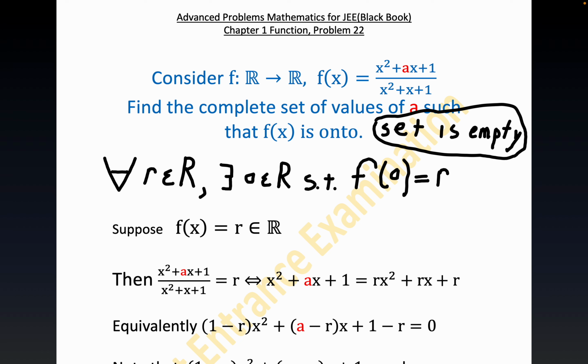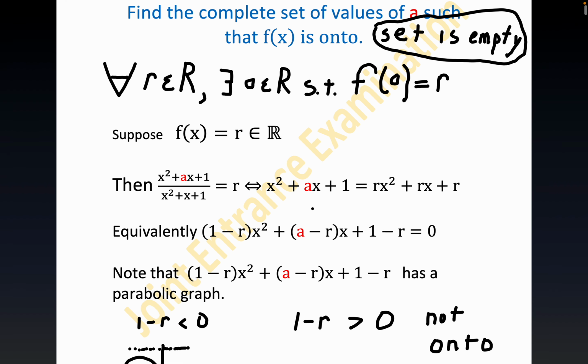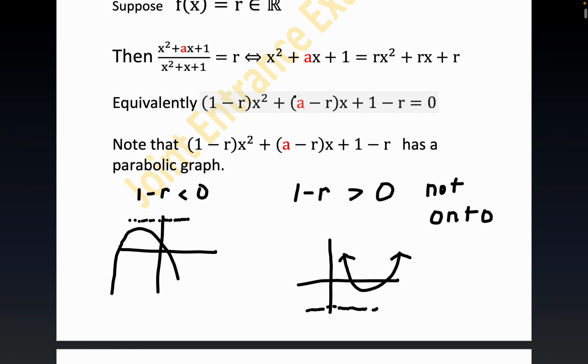But the way the question is worded, it says find the complete set of values of A such that f of x is onto. Well, again, from the graph, it's clear. Once you do this work here, you get something in the form of a parabola. The left-hand side of this equation is in the form of a parabola. And so there's clearly an infinite number of values where the function itself is not onto. Any r that's above this vertex or below this vertex violates the onto-ness of the original. I hope that was satisfying.